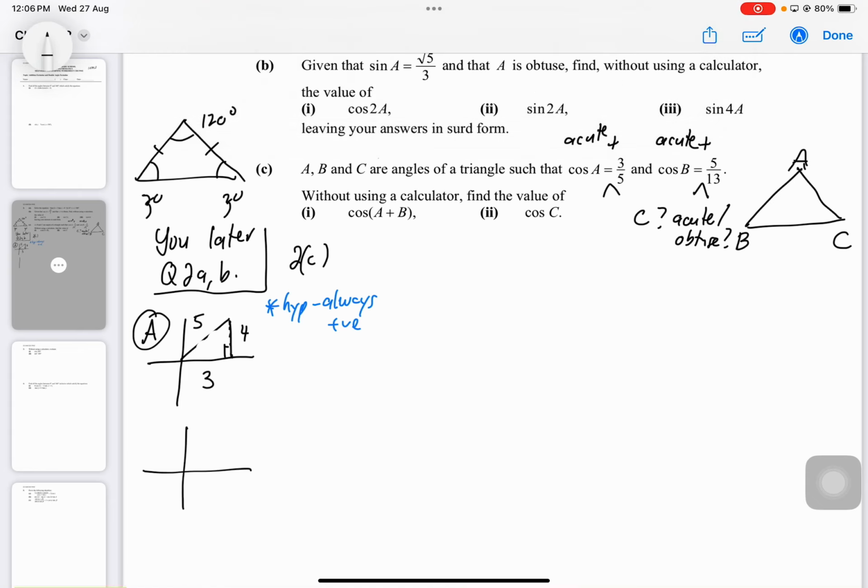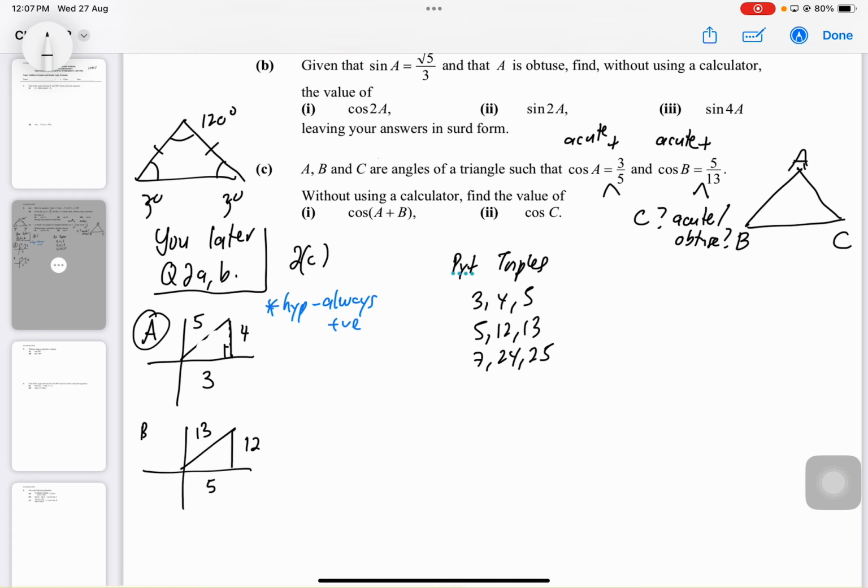Let's draw angle B. What's the ratio? Cos B is 5 over 13. So A is 5, hypotenuse 13. What is the opposite? 12. Okay, if some of you still haven't remembered, go and remember the Pythagoras triples. What are the Pythagoras triples? 3, 4, 5, 5, 12, 13, 7, 24, 25. These are the basic 3 pairs that they will use.